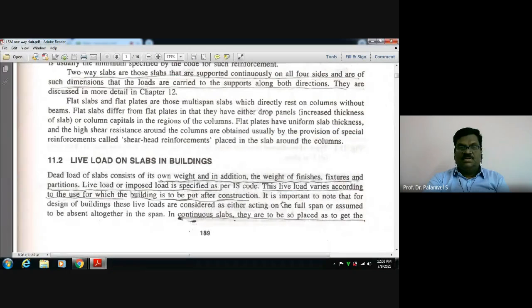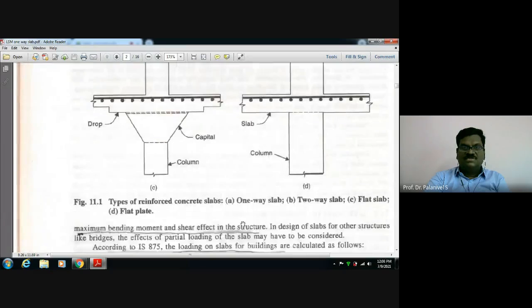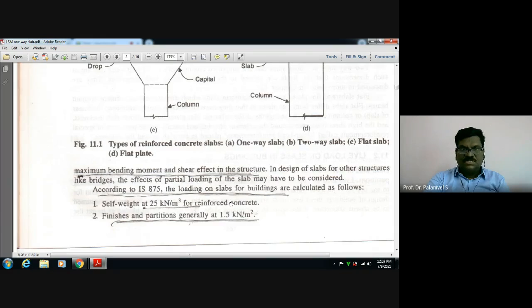It is important to note that for the design of buildings, these live loads are considered as either acting on the full span or assumed to be absent, as not necessary. In a continuous slab, they have to be so placed as to get the maximum bending moment and shear effect in the structure. But normally we take live load as uniformly distributed everywhere in the design of a slab. According to IS 875, I will come to that later, as a discussion after distinguishing all types of slab.